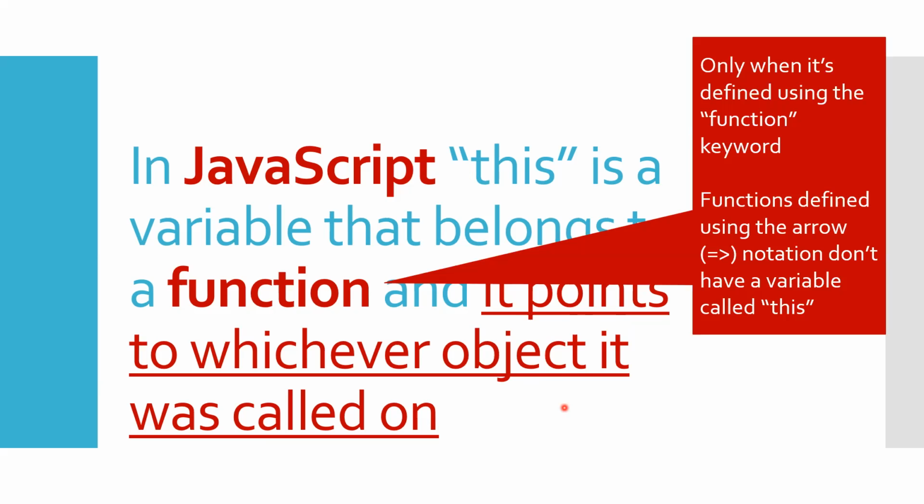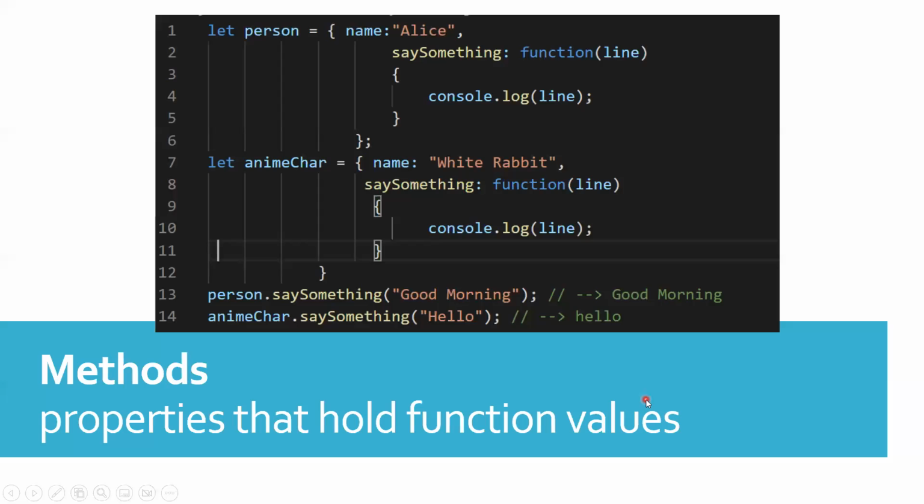So let's see. Just a point of distinction here: that works when we define the function with the function keyword. If we define the function with the arrow notation, it doesn't have a local variable called this. Now let's see how that would look.